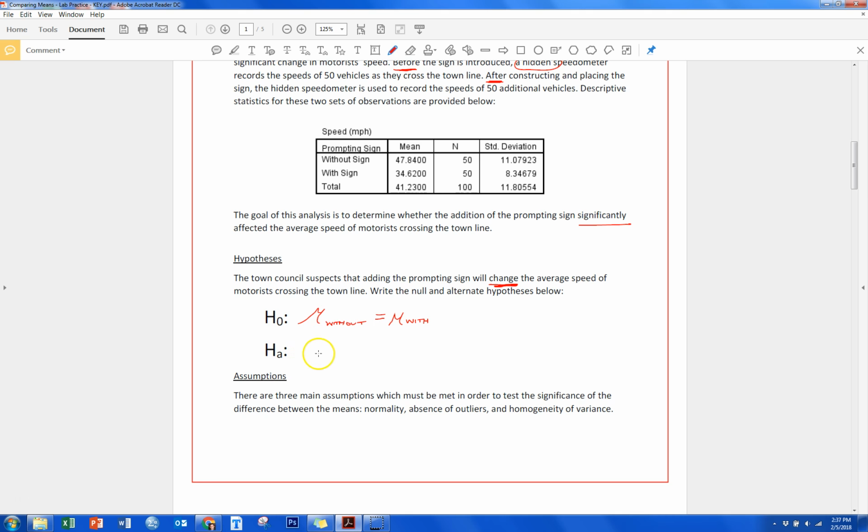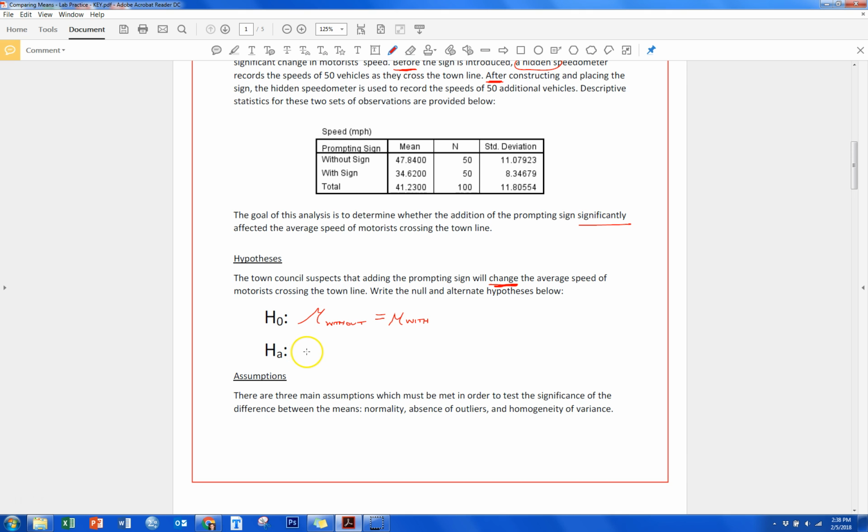Now the alternate hypothesis is that there is a difference, that there is a change. Could go up, could go down. In other words, that the means are different. If this were a directional hypothesis, if we were to say we're expecting the mean to go down, right, it's going to reduce speed, and we're only looking at that possibility, then we'd write this a little bit differently. But here we're simply saying the null is that they are the same. The alternate is that they are different. In other words, they are not equal.